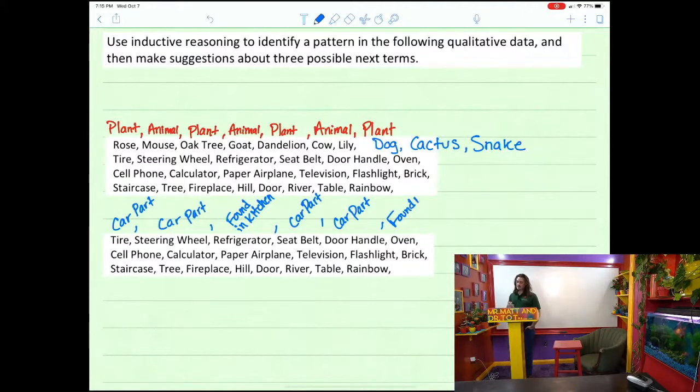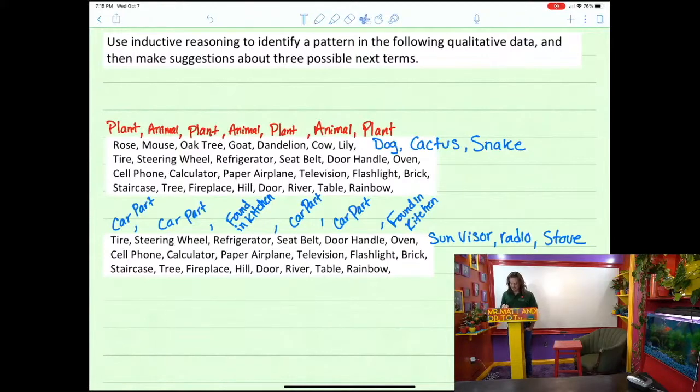So we need two more car parts and then something that's found in the kitchen. So maybe we could have a sun visor, radio, stove, because a stove is found in a kitchen. But it could be anything that follows that general rule. The third example here, we have cell phone, calculator, paper airplane, television, flashlight, brick.